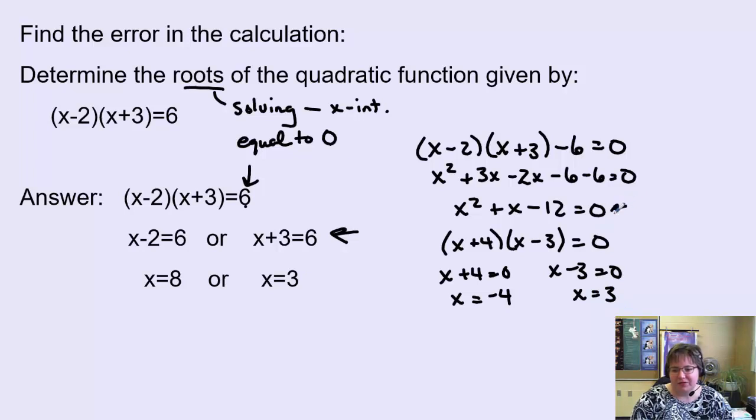You could have also used the quadratic formula from this point right here, minus b plus or minus the square root of b squared minus 4ac over 2a. You could have used that at that point as well, and you would have still ended up with minus 4 and 3 as your answer.